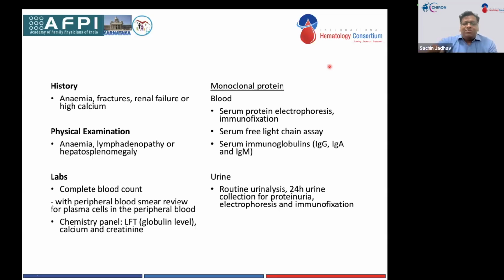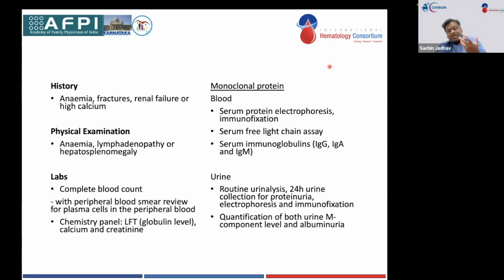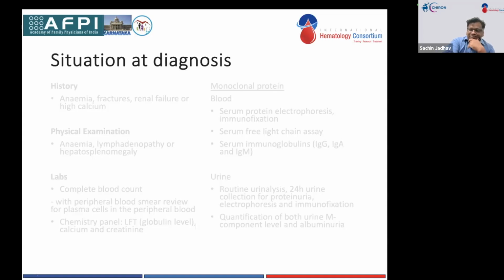You can't repeat a bone marrow every time, right? It's a painful procedure. So this is where we can just look at this as a tumor marker in the blood, and serial assays can be done. At the same time, when a patient is relapsing, the M band will increase. Serum free light chain will increase, right? So this is how we follow up.